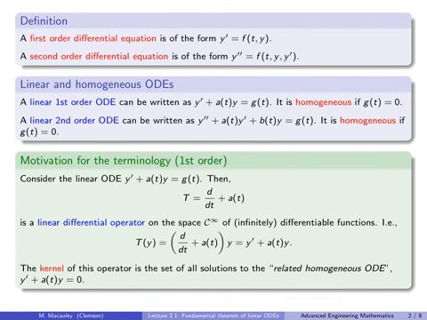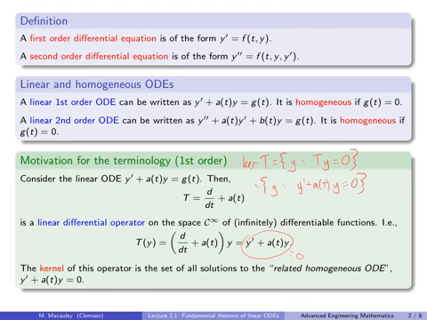So why is this true? Well, by definition, the kernel of T is the set of all functions y such that T of y equals 0. Now what does it mean if T of y is 0? This is the set of all y such that this operator applied to y equals 0, in other words, such that y prime plus a of t y equals 0. So that's what the kernel of T is.